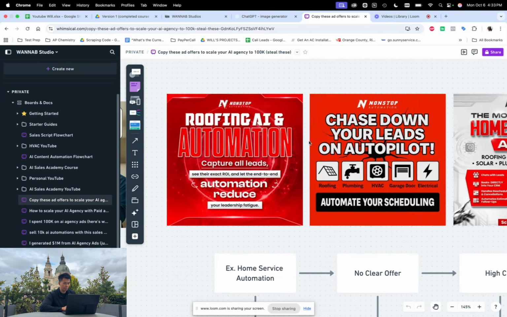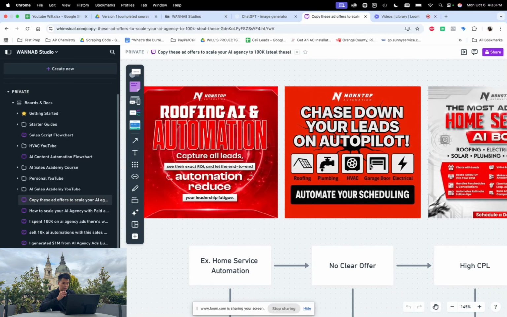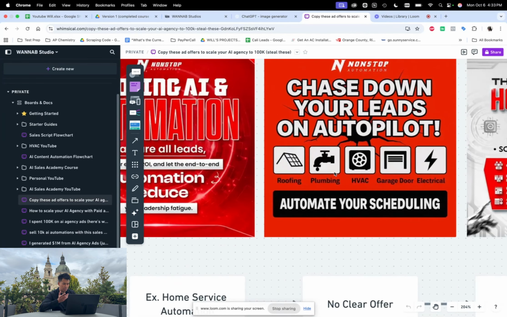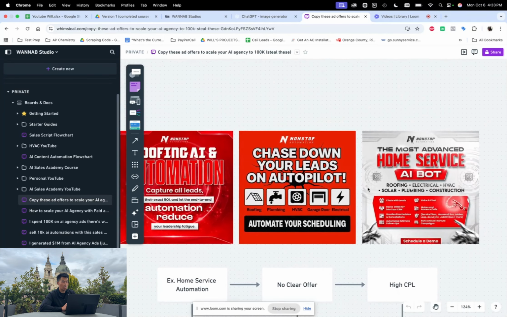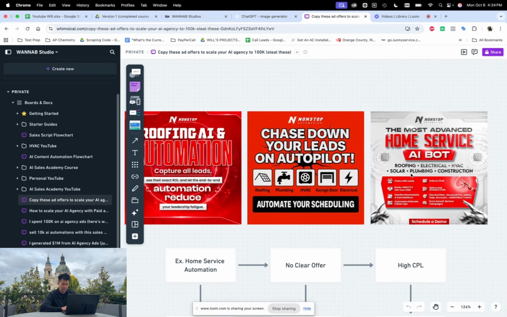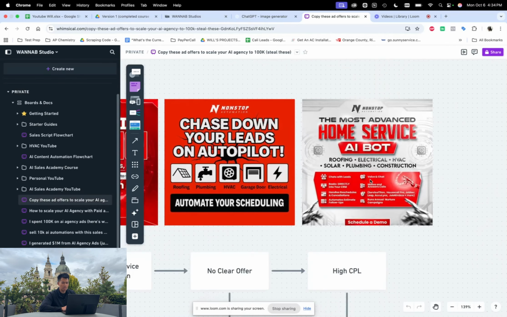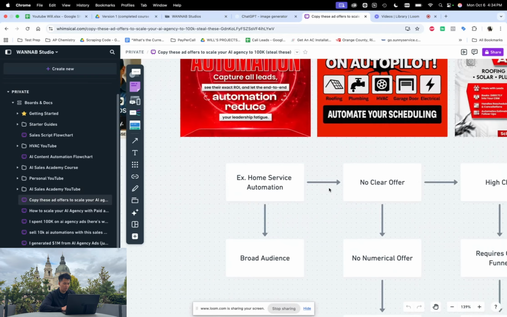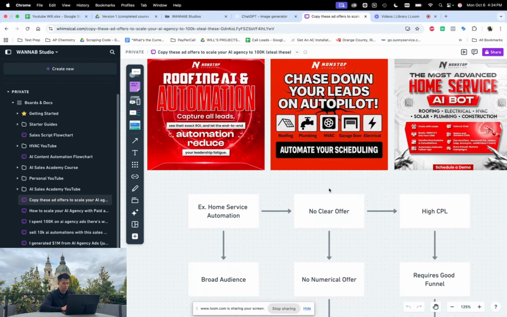This one's very specific, roofers, right? Chasing down your leads on autopilot. There's no clear offer. You don't speak to a target demographic. They literally talk to roofers, plumbing, HVAC, garage doors, and electrical. So I think it's too many things, right? The more specific a problem that you're solving for someone, the more interest that they're going to have, right? And home service AI bot is very generic, right? So what happens here is they have a very broad audience and their offer isn't very clear.